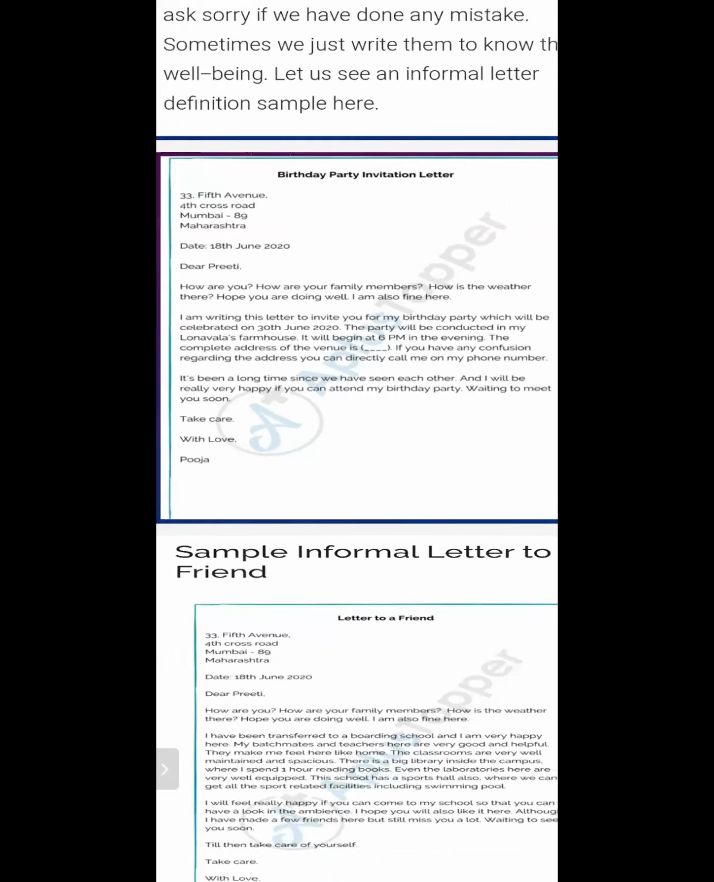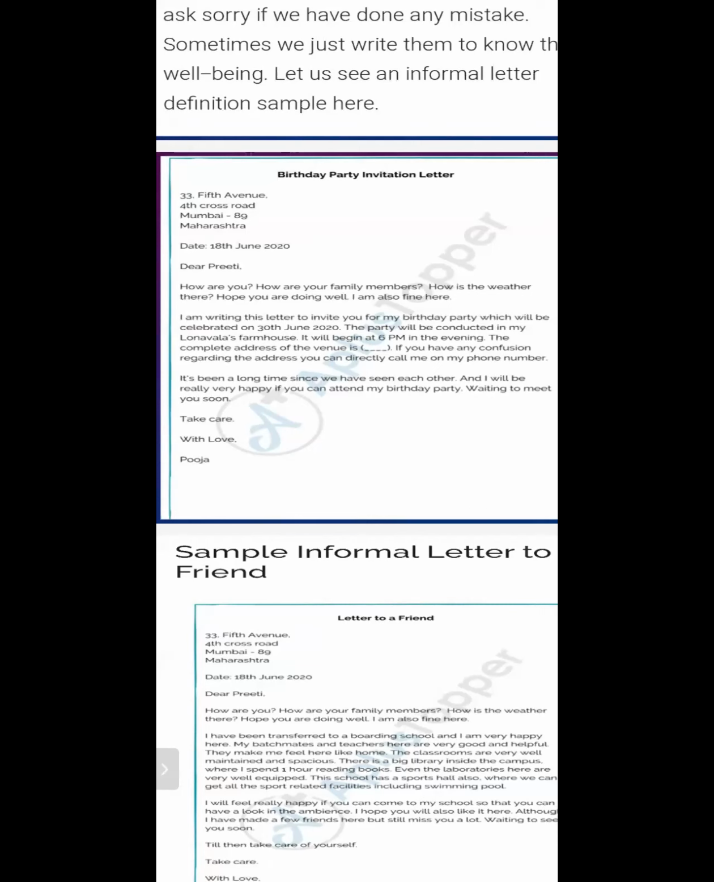First paragraph. How are your family members? How is the weather there? Hope you are doing well. I am also fine here. I am writing this letter to invite you for my birthday party, which will be celebrated on 30th June 2020. The party will be conducted in my Lonavala farmhouse. It will begin at 6 p.m.